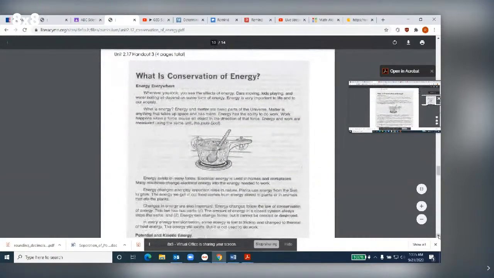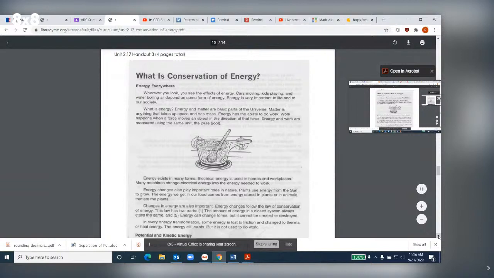So right down here, I'm going to get to the conservation of energy. And this says energy is everywhere. Wherever you look, you see the effects of energy. Cars moving, kids playing, water boiling, all depend on some form of energy. Energy is very important to life in our society. What is energy? Energy and matter are basic parts of the universe. Matter is anything that takes up space and has mass. Energy has the ability to do work. Work happens when a force moves an object in the direction of that force. Energy and work are measured using the same unit, and that's called the joule.